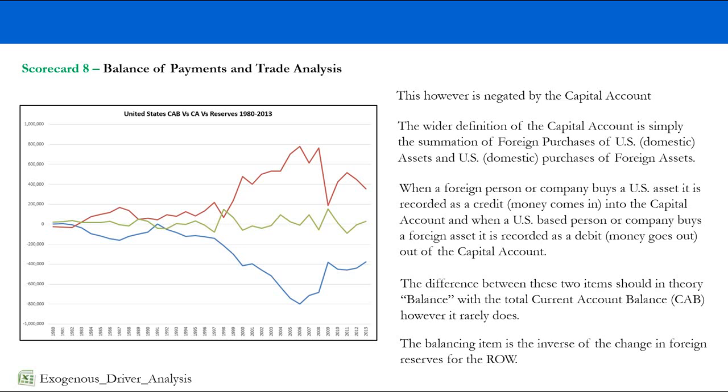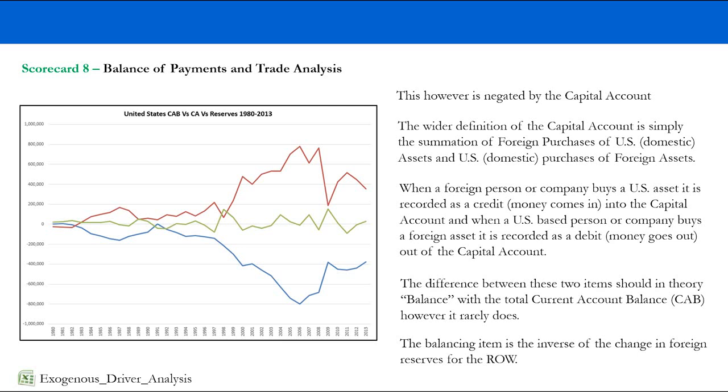The current account balance plus the capital account should equal zero. When it doesn't, this represents a change in reserves in the United States. And the balancing item itself is the inverse of the change in foreign reserves for the rest of the world. So just bear that in mind.